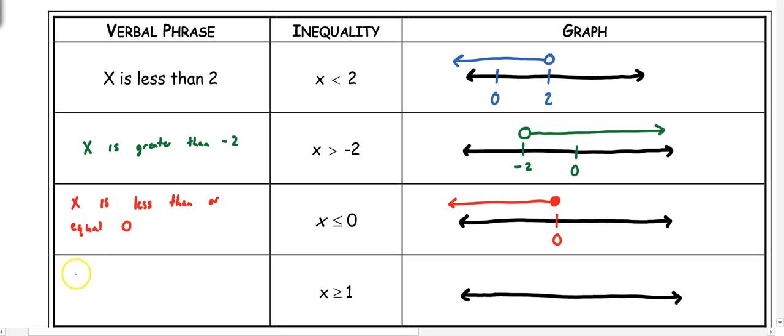The last inequality then is x is greater than or equal to 1, because of that bar underneath again. So on this, we're going to have our number line of 1. We're going to have 0 somewhere to the left of it because 0 is smaller than 1. In this case, x is greater than or equal to. Because of the equal to again, we're going to have a closed dot at 1. And then it's greater than. It's pointing to the right, so our shading is going to go to the right.